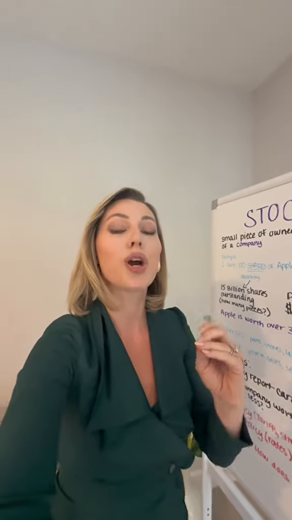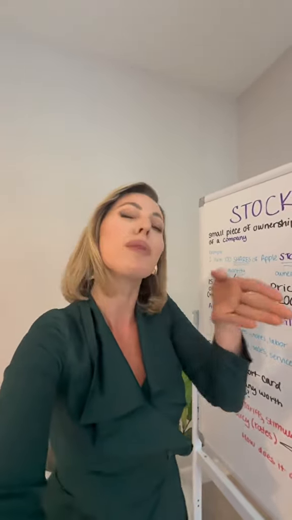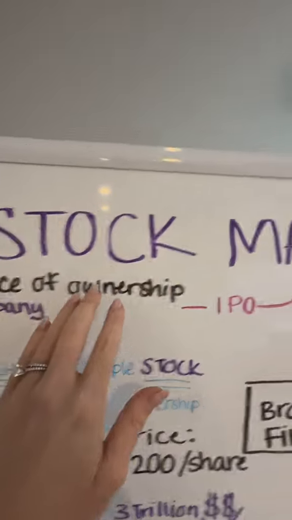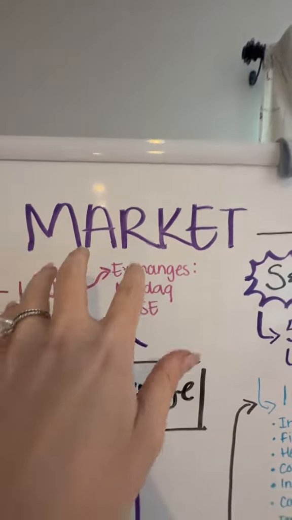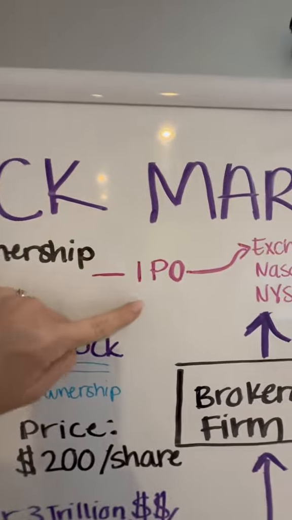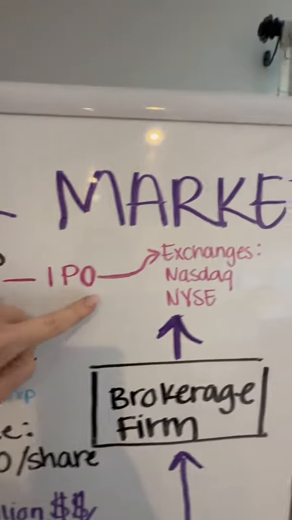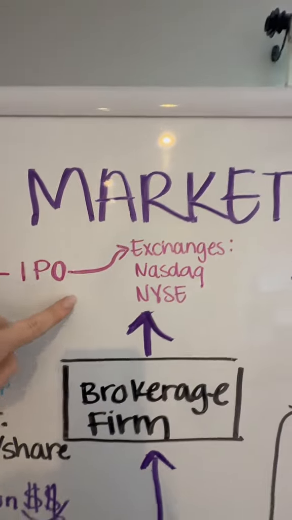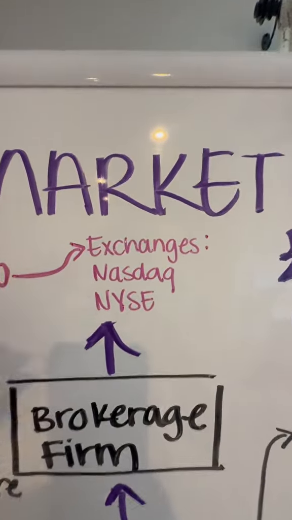Now, if the company wants to go public, that's how they end up on the marketplace. The stock wants to be publicly available to buy or sell, which is what the market is. It's a marketplace where you can buy and sell. They have to go through the initial public offering process, and they list their stock on an exchange like the NASDAQ or the New York Stock Exchange.